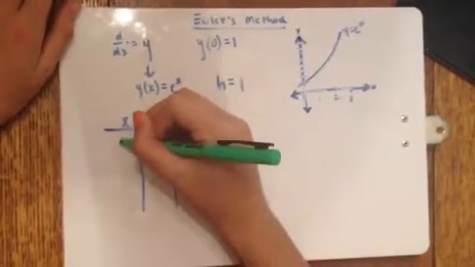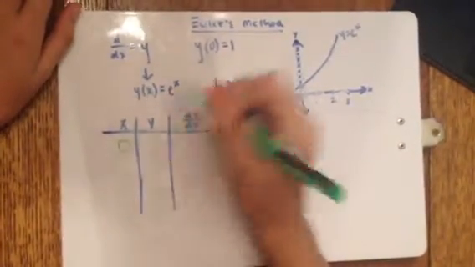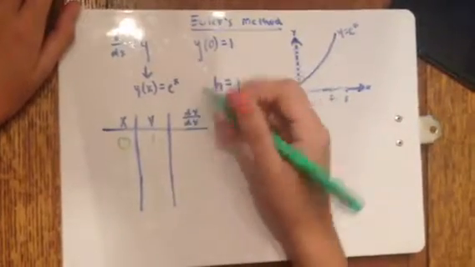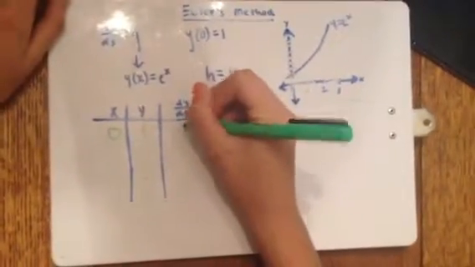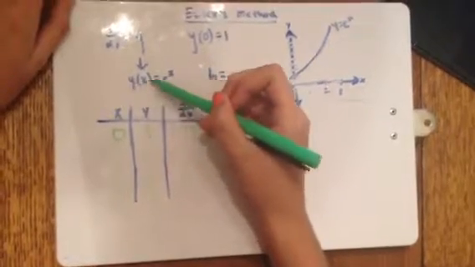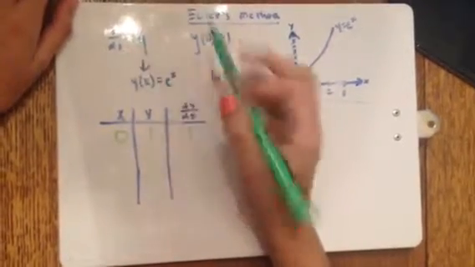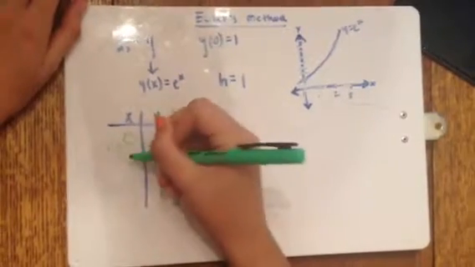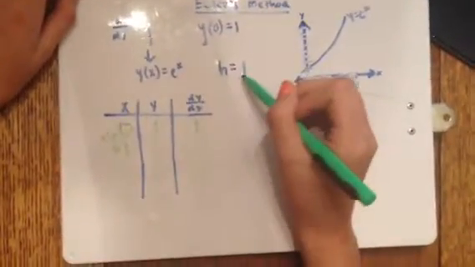So if you start with x is 0, you know that you're given y of 0, and that's 1, so y is going to be 1. And then the slope is actually going to be the same because y of x equals e to the x and dy/dx equals y. And then if you jump up one more, plus 1, you're going to get 1 because h equals 1.